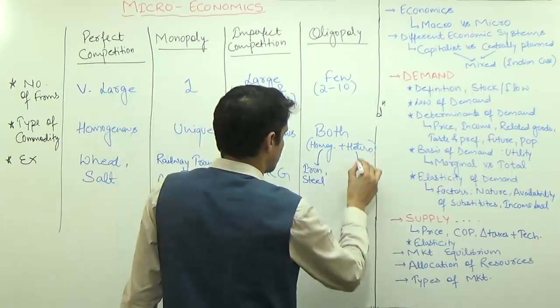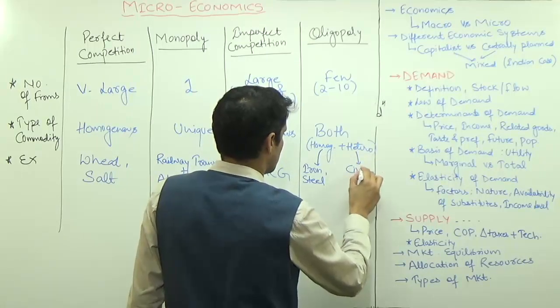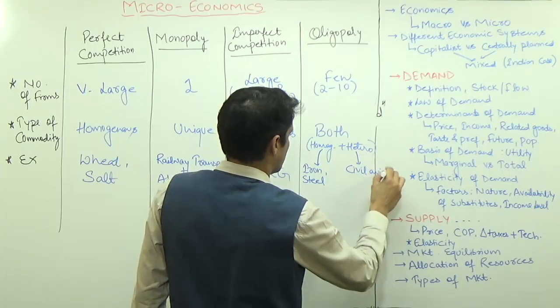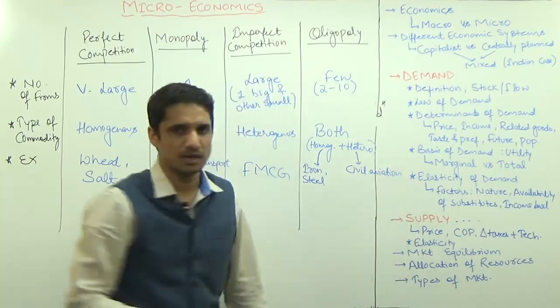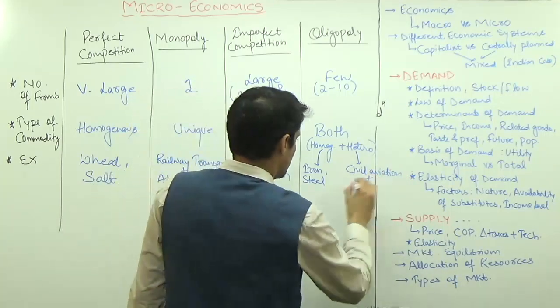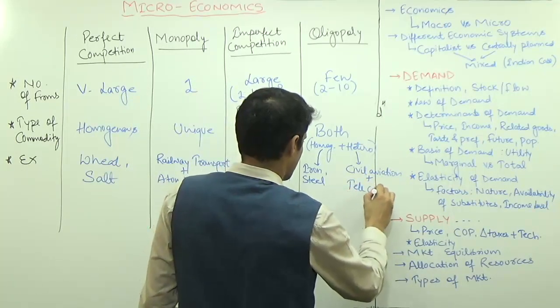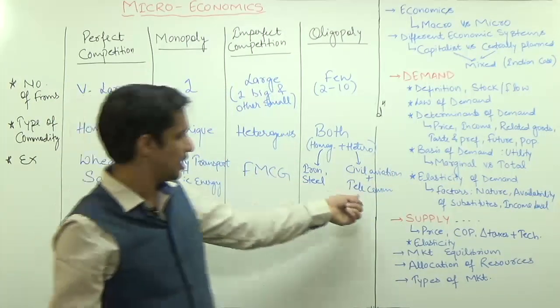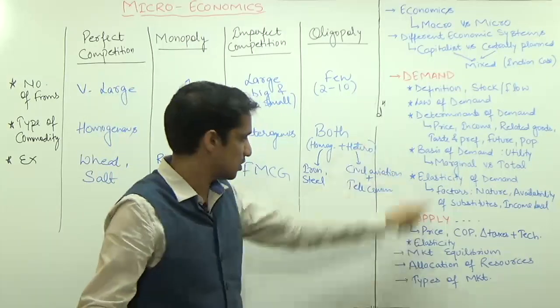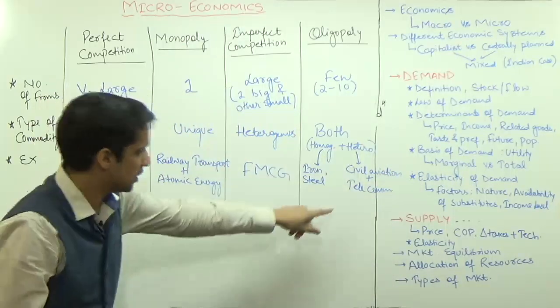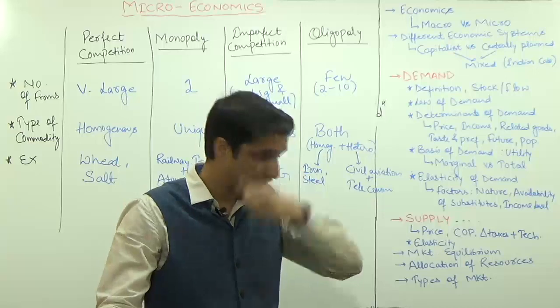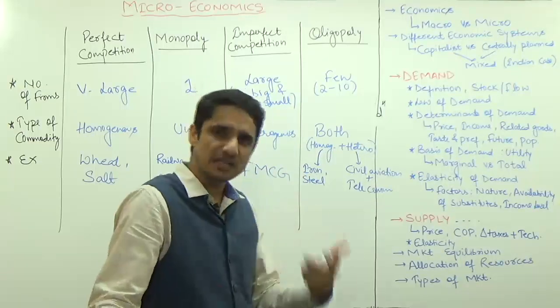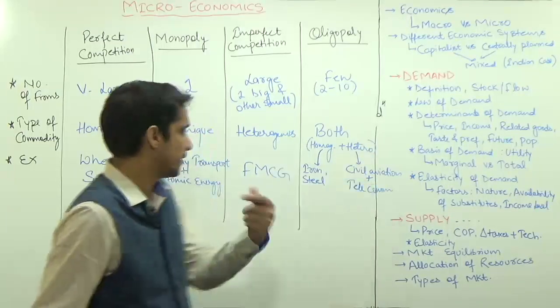But heterogeneous how? We can say civil aviation, only 8 to 10 firms are there. Similarly telecommunication, only very few firms have telecommunication services. So heterogeneous also and homogeneous also. Heterogeneous means somebody is at the frequency of 900 megahertz, 1800 megahertz, so different frequencies are there.